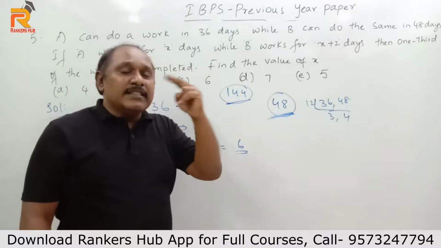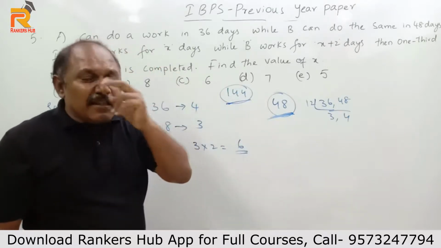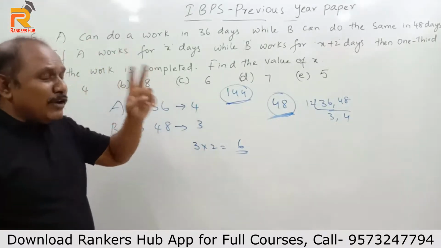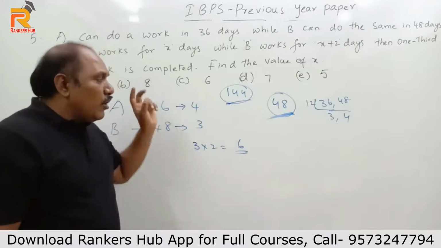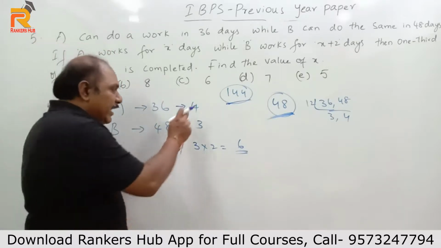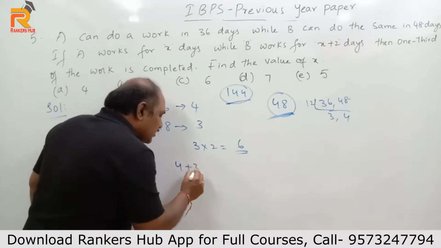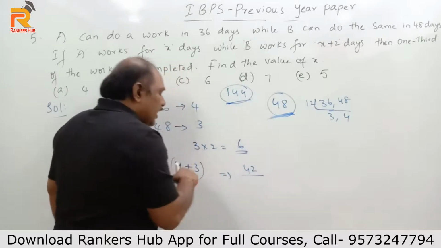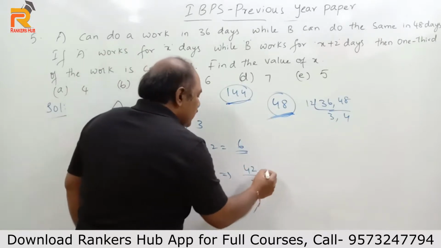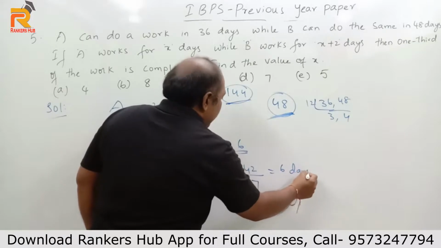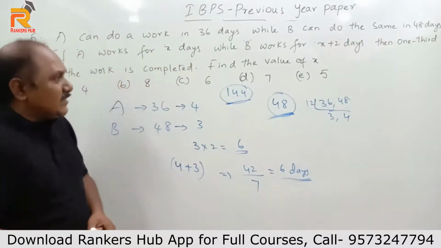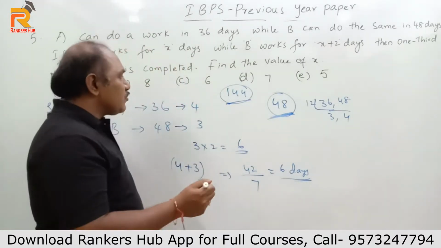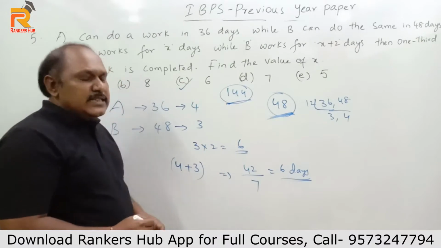Now who ate the other 42 chocolates? Definitely the other 42 chocolates are eaten by A and B together, because A and B together worked for x days. So A and B together per day will be eating 4 plus 3, 7 chocolates. So to eat 42, that is 48 minus 6, how many days will they take? 42 by 7, that is 6 days. So A and B together worked for 6 days. That means the value of x here is 6. So the correct answer for this question would be option C, which is 6.